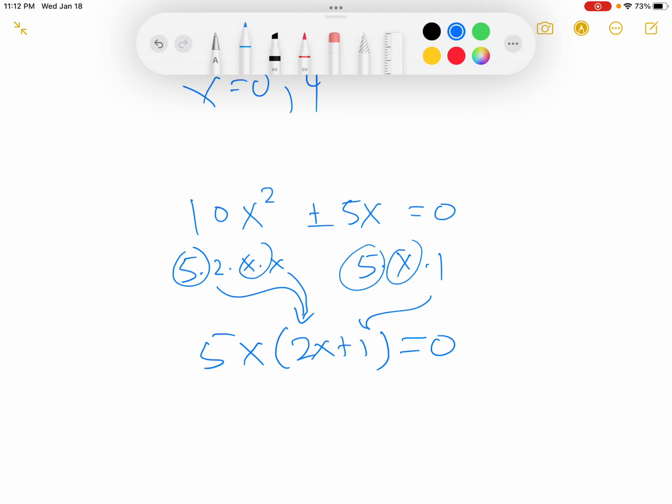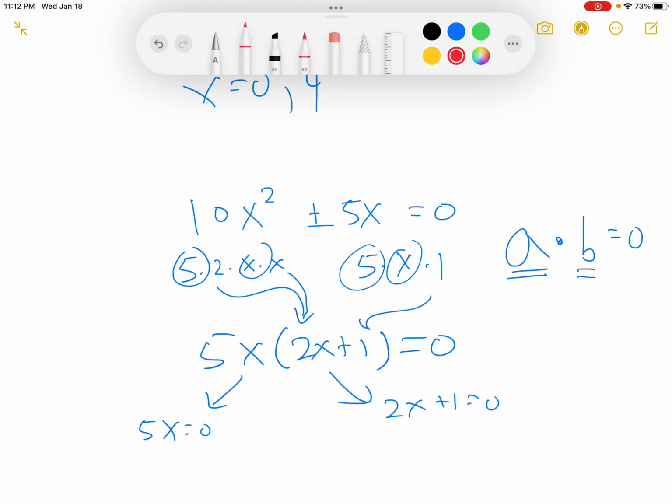Now, because that's equal to 0, there's two different possibilities. It could be the case that 5x is 0, or it could be the case that 2x plus 1 is 0, right? Because whenever you have two numbers multiplied together to be 0, either that number or that number is 0. Now, the two numbers being multiplied are the number called 5x and the number called 2x plus 1. So it could be the case that the number called 5x is 0, or the number that's 2x plus 1 is 0. Now, we're not solving for this. We're solving for x. So we're not done yet until we have x equals something.